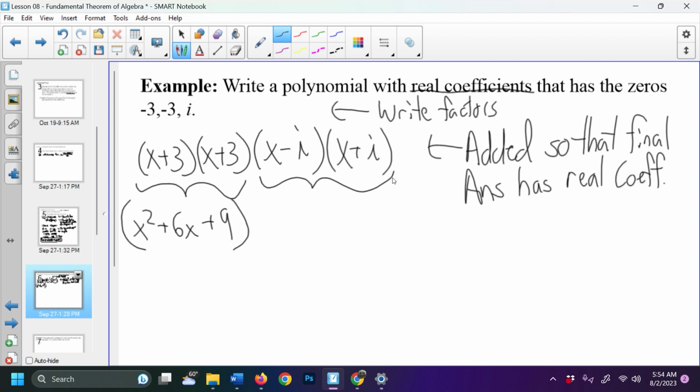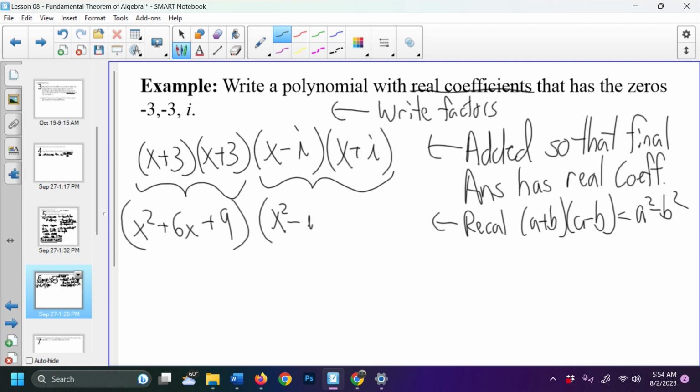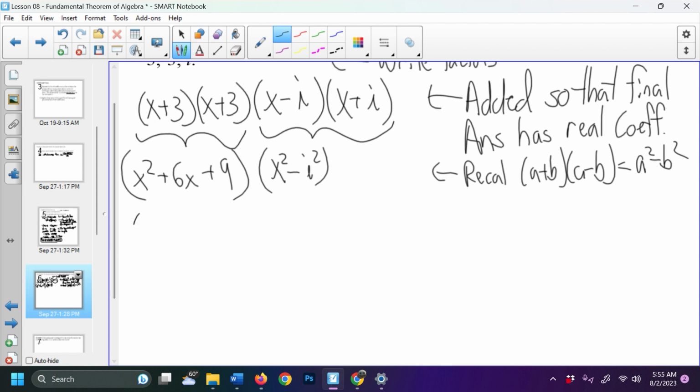And then for this second one, you will recall that a plus b times a minus b is a squared minus b squared. All right, so if I do that, I'll get x squared minus i squared. Well, i squared is -1, so this thing simplifies down to x squared plus 6x plus 9. And then I have x squared plus 1.